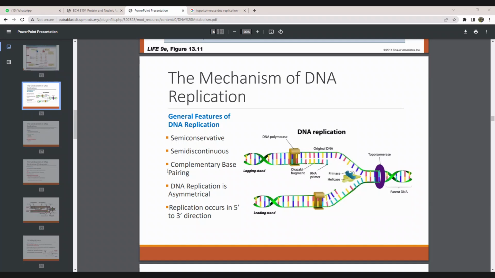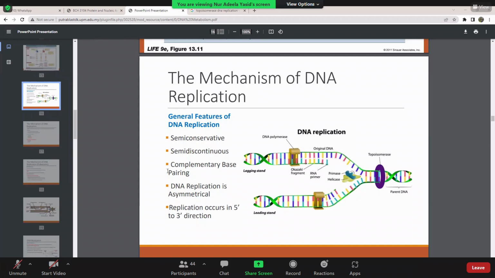Okay, and replication occurs in the 5' to 3' direction. So anyone can explain this? So how does this replication occur at this specific location? 5' to 3' direction. Kita dah discuss dalam nucleotide metabolism. In between apa?